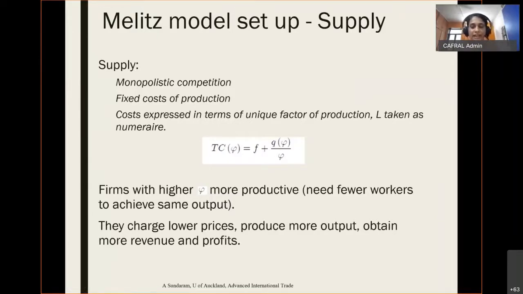And because they have, so firms that have a high phi are going to have low costs. They're going to charge lower prices. They will produce more output. So they're going to be larger. They're going to obtain more revenue and more profits. So productivity drives all of these things in the Melitz model, and firms look different. Okay. So that was the supply side.